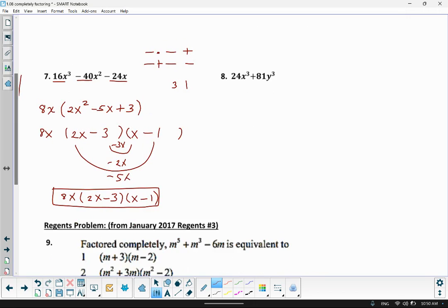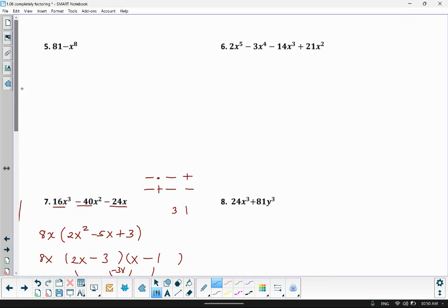Okay, so I wanted to do number 5. I know that we did this in class, but I just wanted to make sure everybody was getting it. There's no GCF, but we know we have a binomial. I know 81 is a perfect square, and I know x to the 8th is. How do I know x to the 8th is? Because if a variable has an even exponent, 2, 4, 6, 8, and so forth, we know that it's a perfect square. And to take the square root of it, you just divide the exponent by 2.